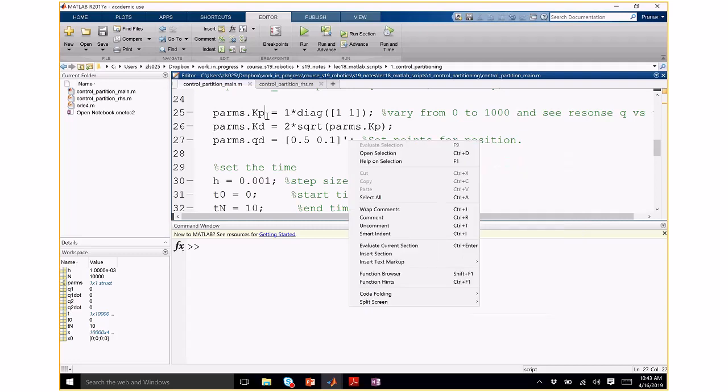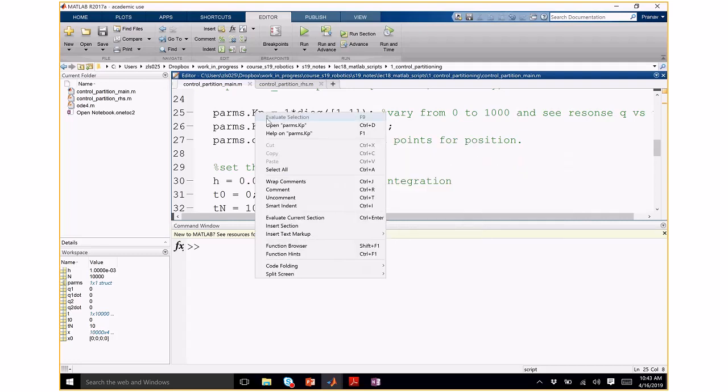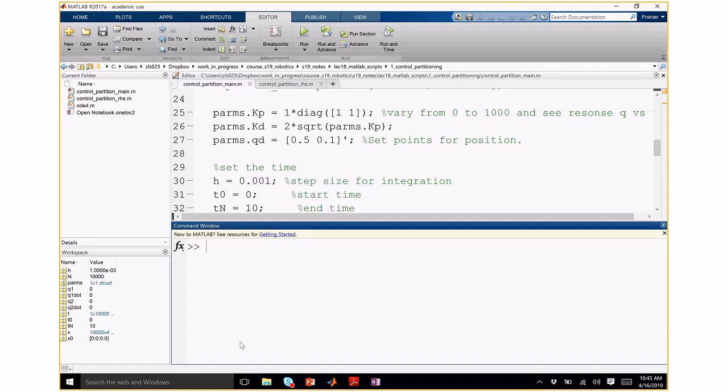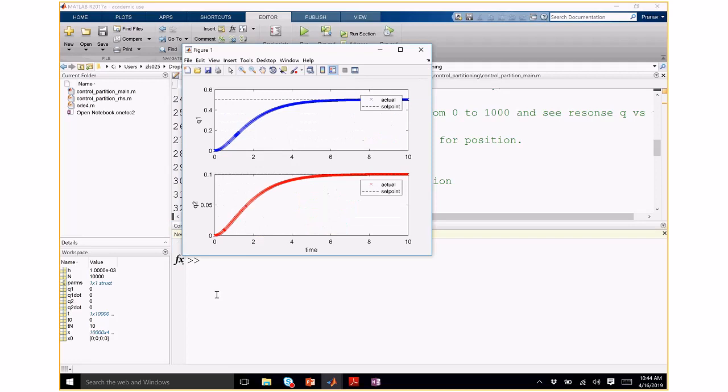So what I did was I chose some KP, and then KD is 2 square root KP. That's the same formula I wrote down. Now, if you want to do it much faster, just say figure 1. So you can see that it takes about 4.5, almost 6 seconds to get to 0.1. That one's a little faster, but we can just use this as a reference.